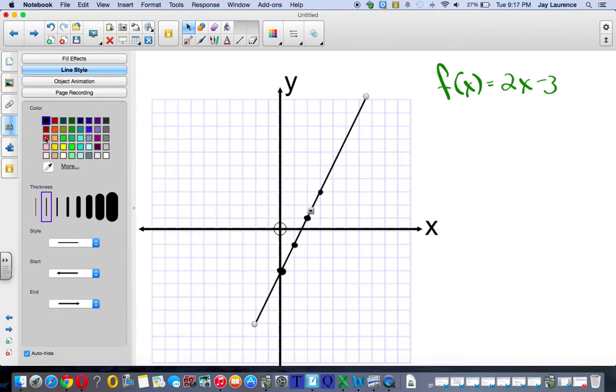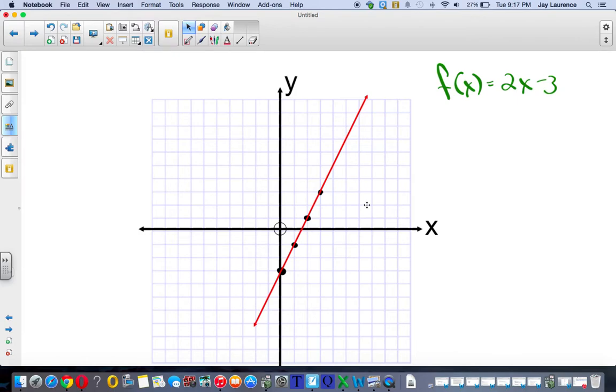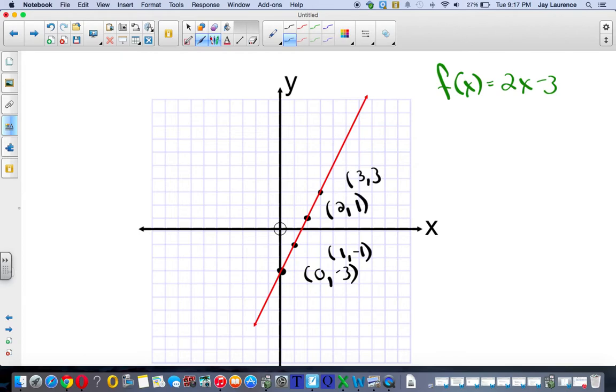Make it a little thinner, make it a different color. There we go. I've shown the points 0, negative 3, 1, negative 1, 2, 1, and 3, 3. But isn't this a point? Isn't that a point? Isn't there a point here? Isn't there a point way up here? If I extend that line, right?